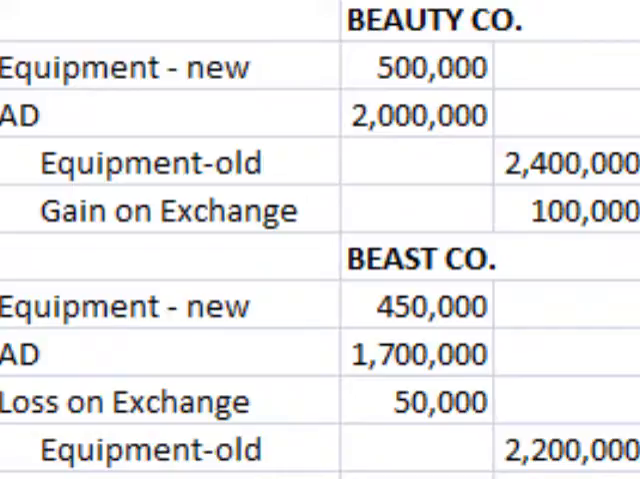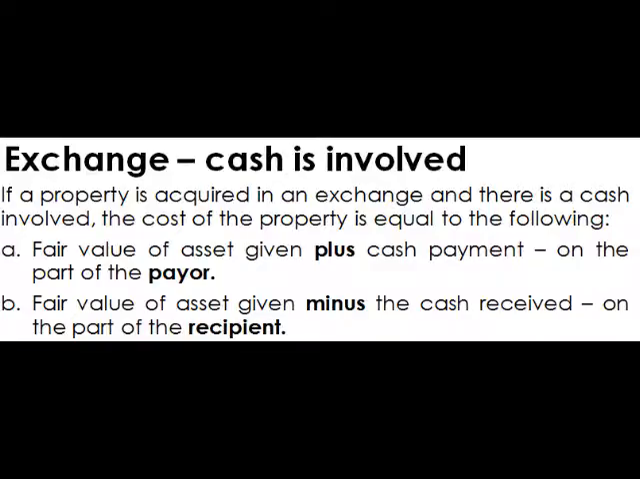Sa part naman ni Beast Company, ang value sa equipment na iyang gihatag is 450,000 pesos. Mao nang ang iyang gidebit sa iyang equipment new account is 450,000 pesos. Note that if the exchange has commercial substance and is measured at fair value, any gain or loss on exchange is fully recognized.